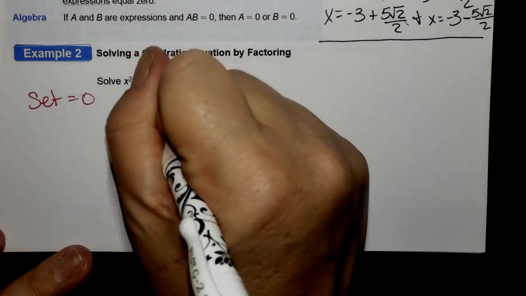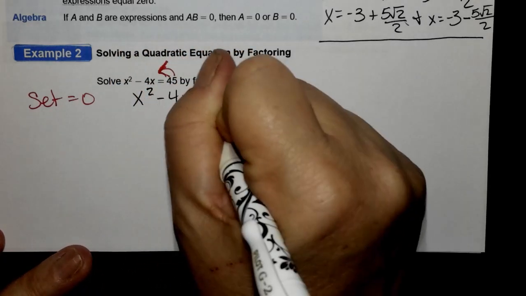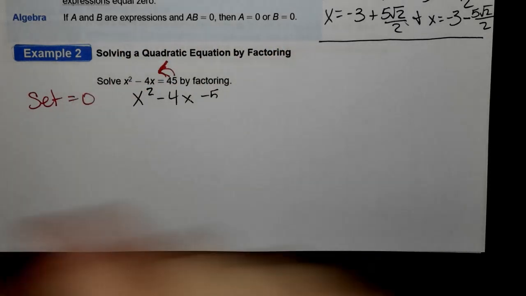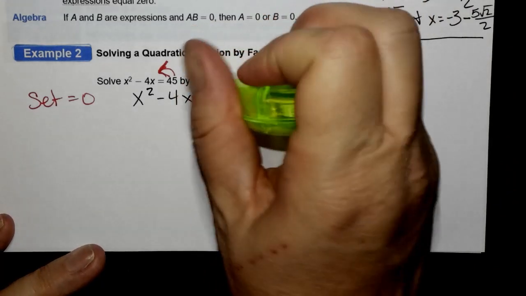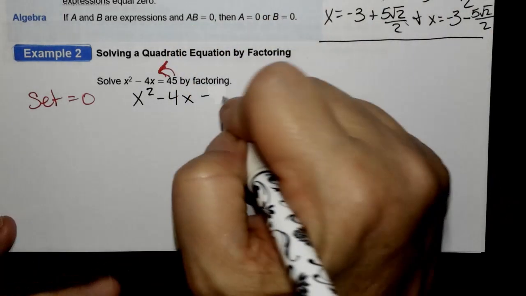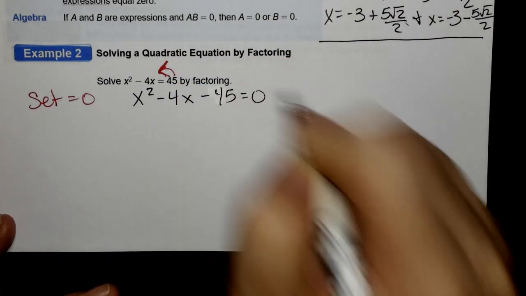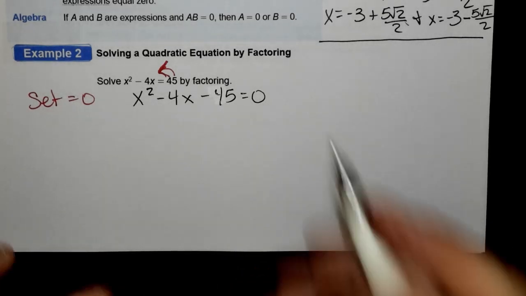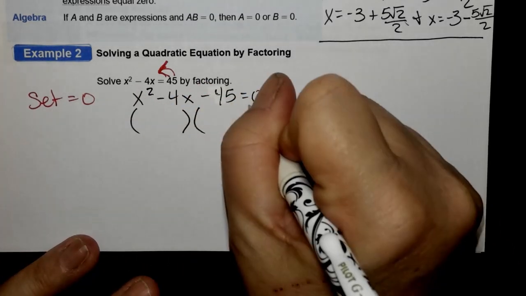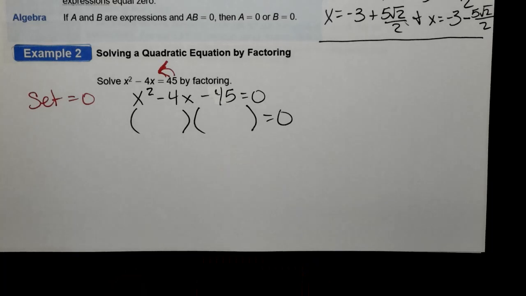So I can make this x² minus 4x minus, okay, lady, like my brain or hand is working quicker than my mouth. I don't know. Minus 45 equals 0. So we need to factor this. We need to set it into two parentheses like this.